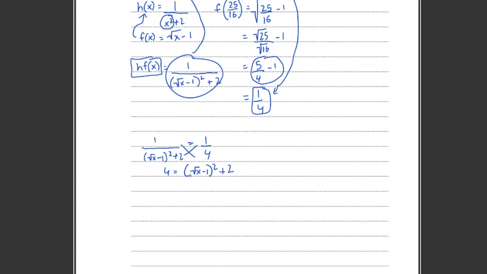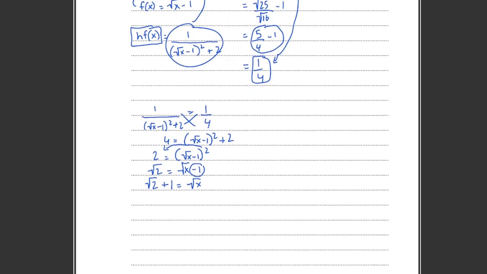Okay, so how about we send this 2 over there to the other side, so we're going to get 2 equals square root x minus 1 whole squared, and then I can take this square over there to the other side, so I'm just going to have square root 2 equals square root x minus 1. Okay, so now what if I just send this 1 over there as well, so I'll just be left with square root 2 plus 1 equals square root x.